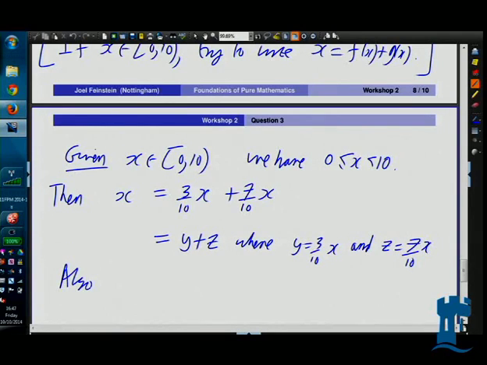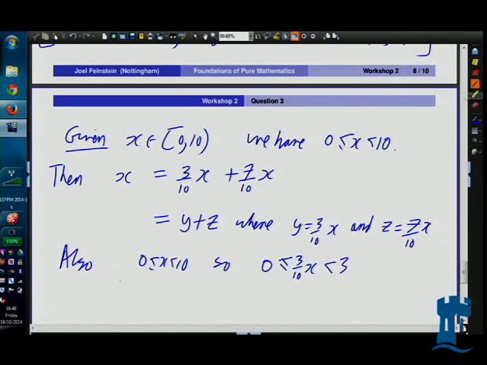Also, 0 ≤ x < 10, so 0 ≤ 3/10 x < 3. You're allowed to multiply inequalities by positive numbers, and the inequalities stay the same. Multiplying by 0 always turns it into 0 equals 0, but multiplying by a strictly positive number, the inequalities stay the same. And 0 ≤ 7/10 x < 7.